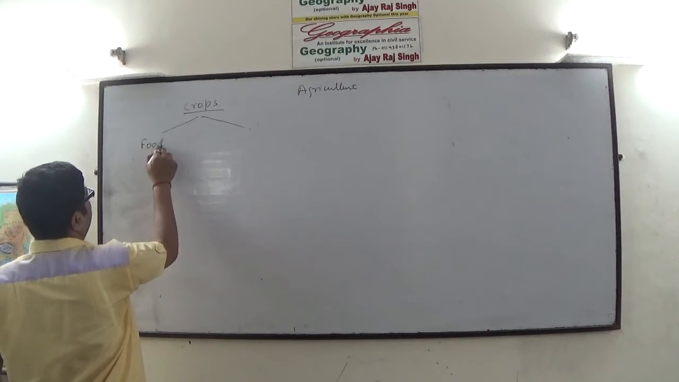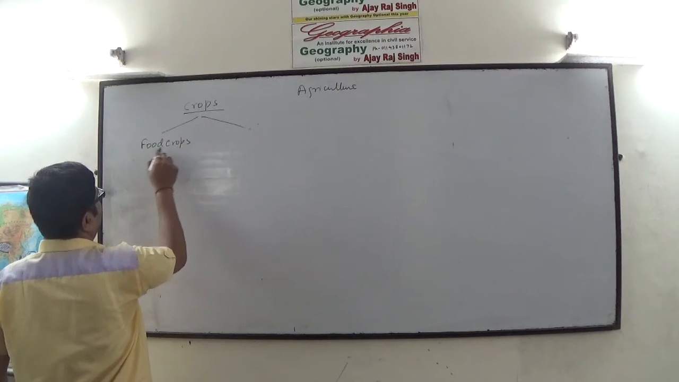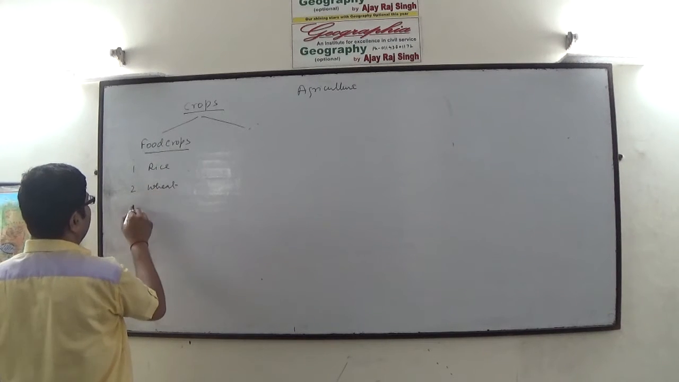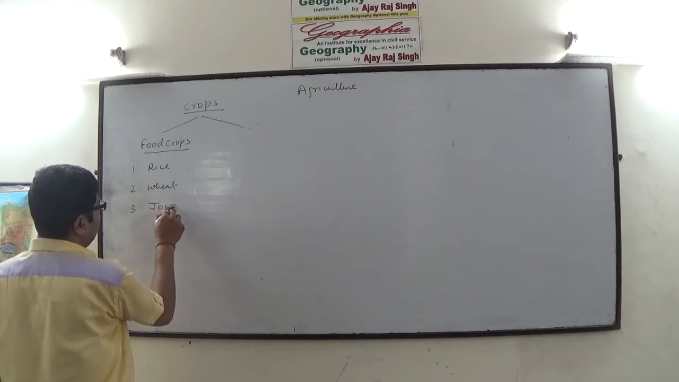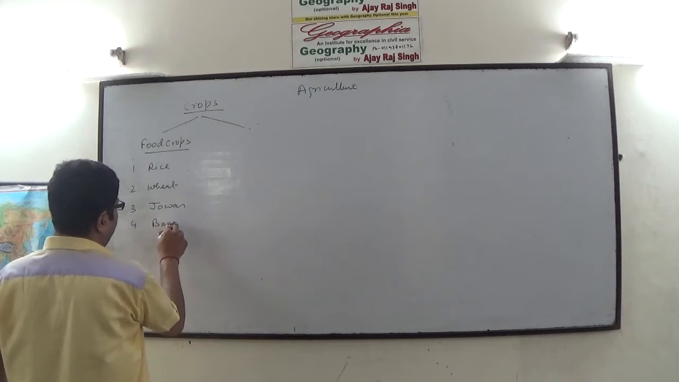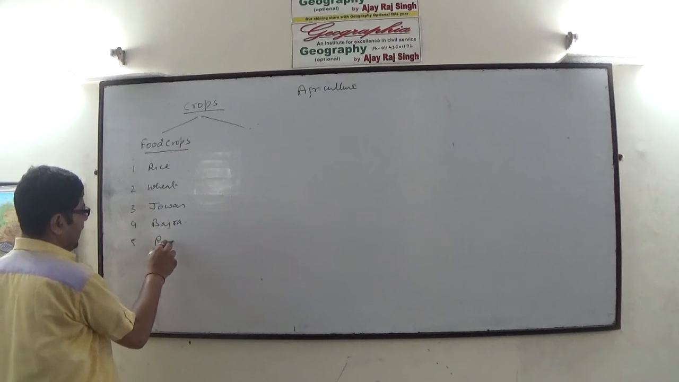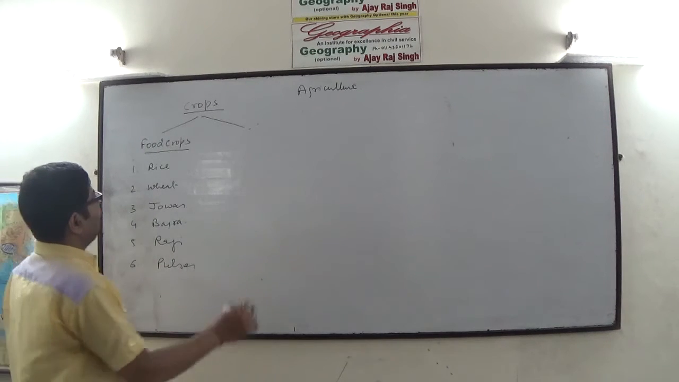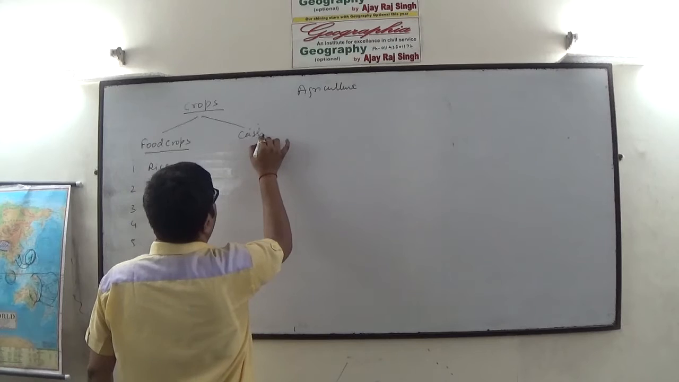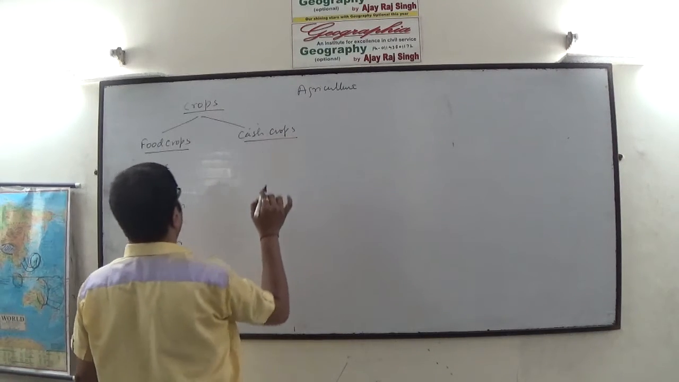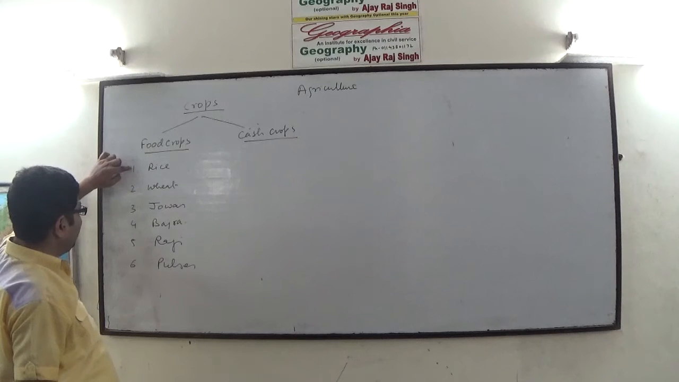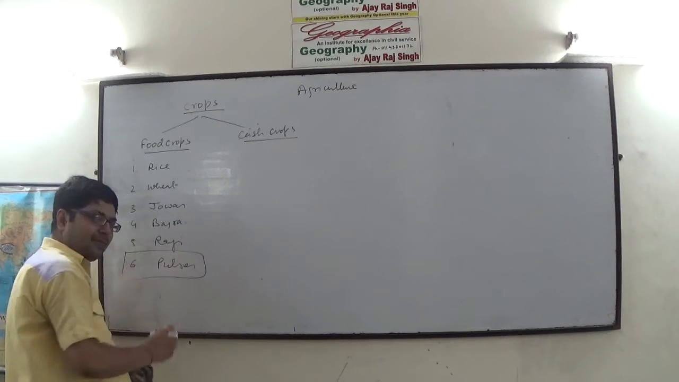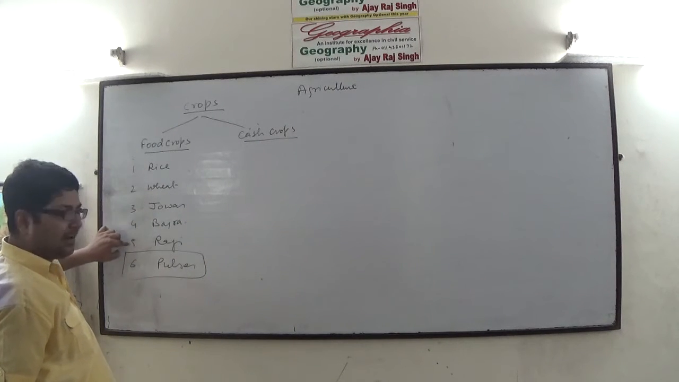Food crops. Here we will discuss rice, wheat, jowar, bajra, ragi, pulses. Second is cash crops. I have written them in decreasing order of area occupied by them, except pulses. This is the decreasing order of area occupied by the crops.